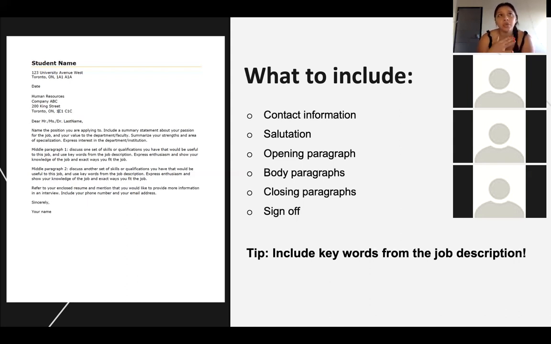And I say that because as you dive into job searching, you will get to a point where you do have a general resume and a general cover letter, and then you will just make some small changes depending on where you're applying. But the goal is always trying to make it look as customized as possible to that specific job.